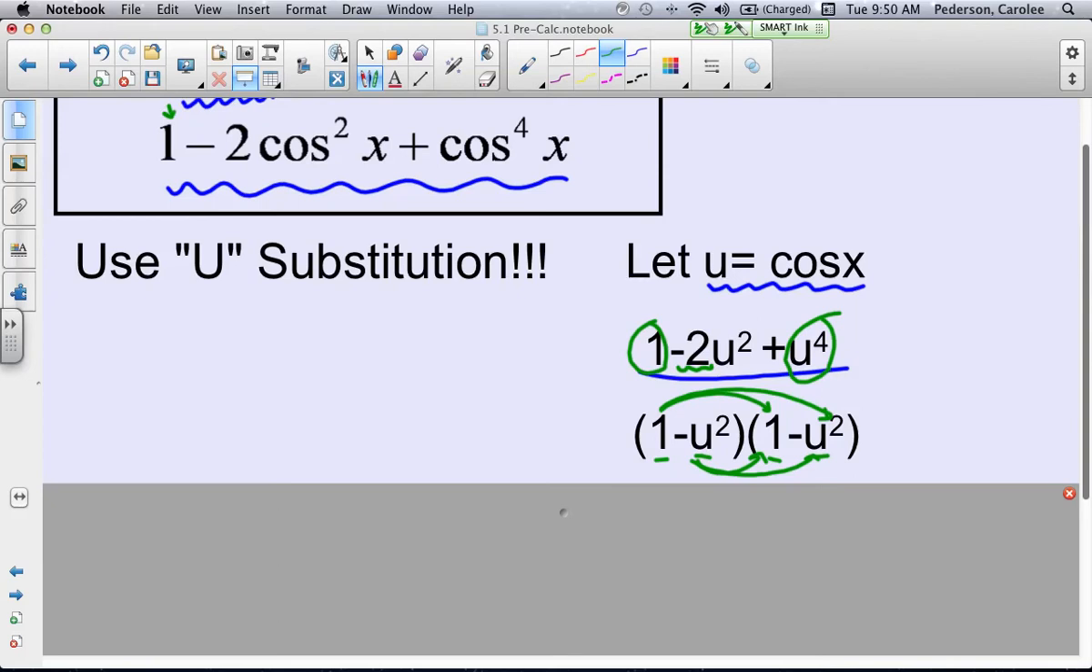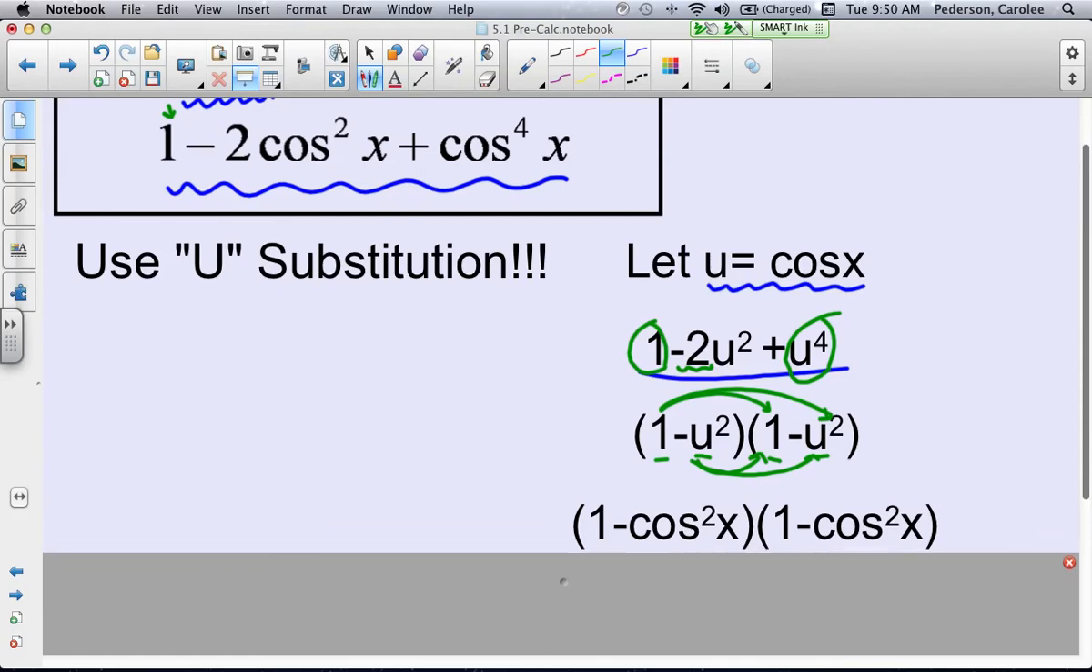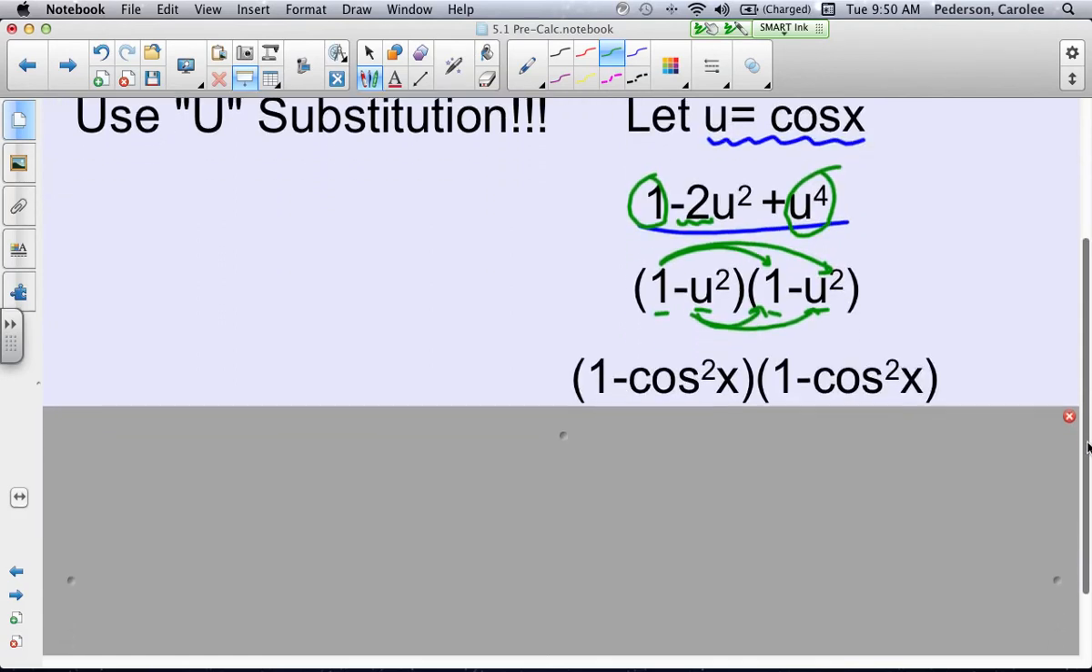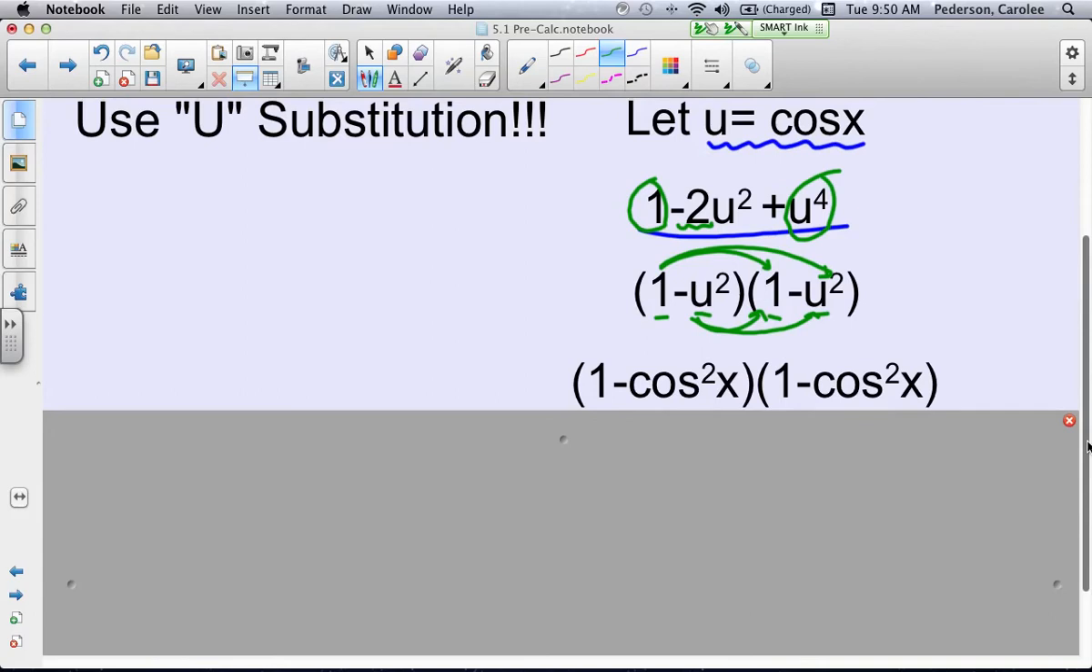So now we just go back to what u represents. U represents the cosine of x. So now you're taking this 1 minus u squared, and replace that trig function back there. So it's 1 minus cosine squared of x. And then 1 minus u squared again is 1 minus cosine squared of x. Now we try to reduce it down. Are there any identities on your gold sheet that you can replace it with?